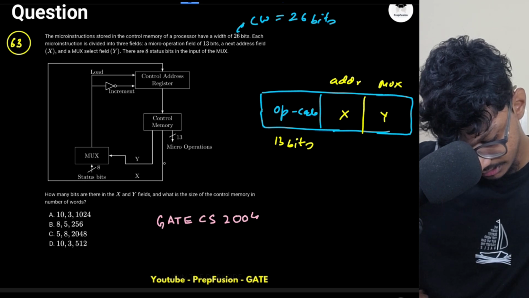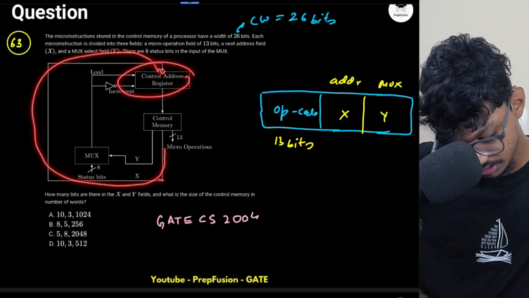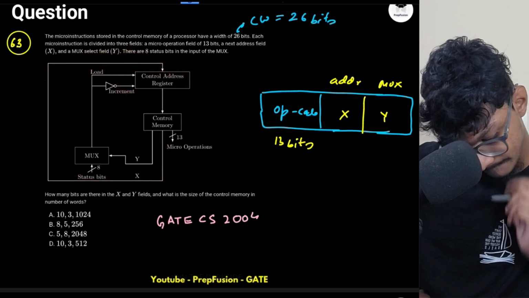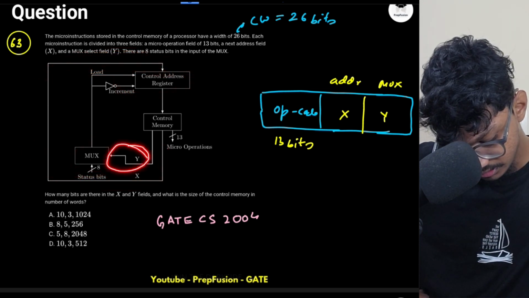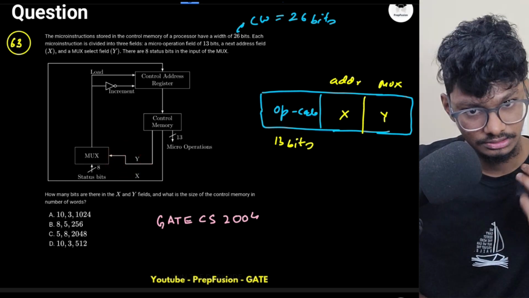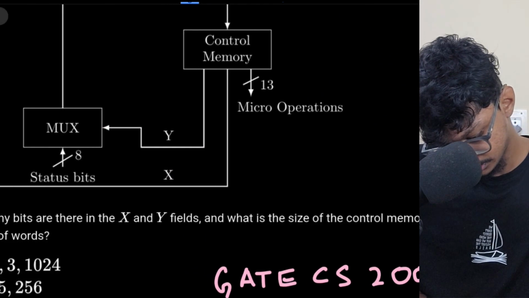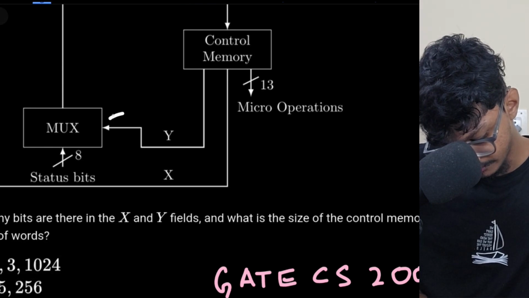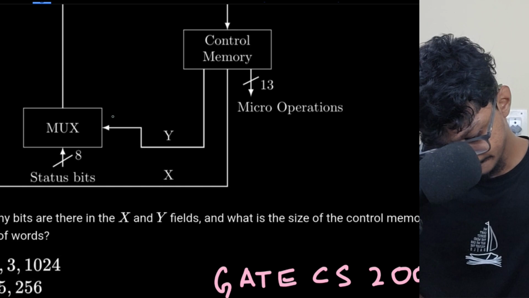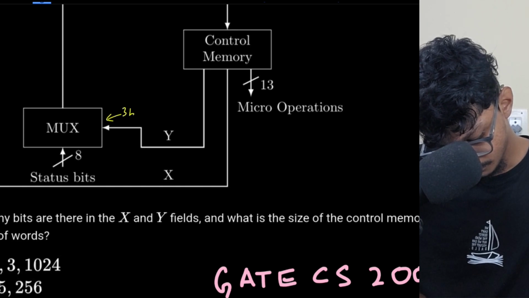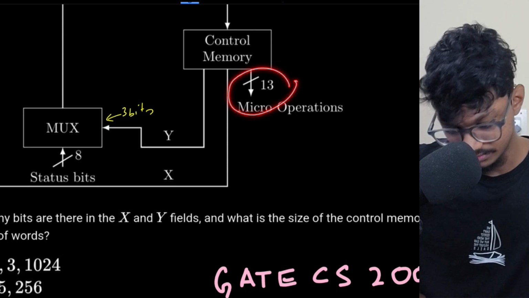This X is going into the control address register, so this X is the input to the control address register. Okay, so I have 8 select lines here. And how many bits do I have here? 3. I have 3 bits here, because this is the select line. This is the input to the mux. This is 3 bits, right? And this is 13 bits.